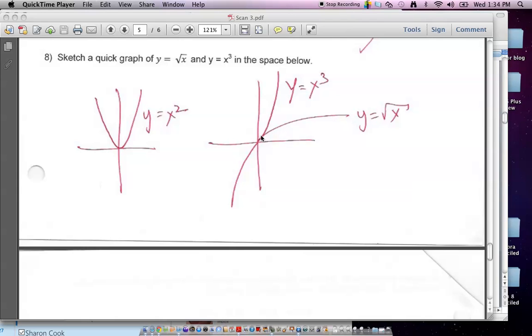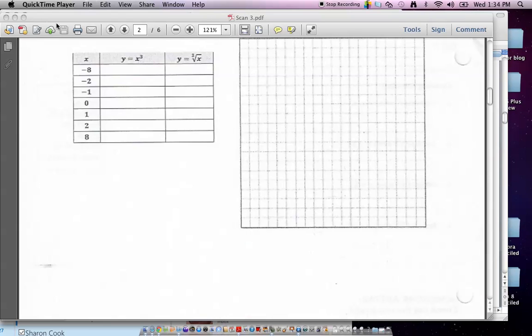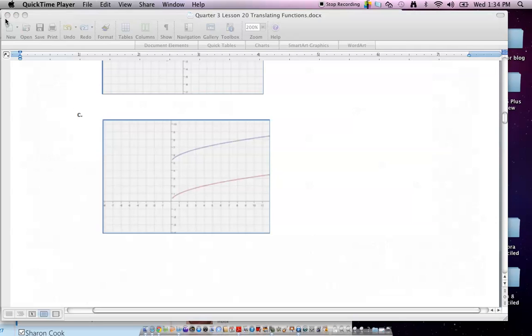And then this is y equals the square root of x. It looks like it's also down here. This is part of y equals x cubed. It's not part of y equals square root of x. All right, so you should be able to recognize all of those functions.